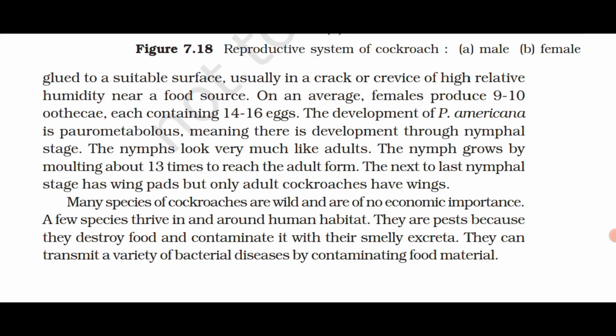The development of Periplaneta americana is paurometabolous, meaning there is development through nymphal stage. Nymphs look very much like adults. The nymph grows by molting about 13 times to reach the adult form. The next to last nymphal stage has wing pads, but only adult cockroaches have wings.